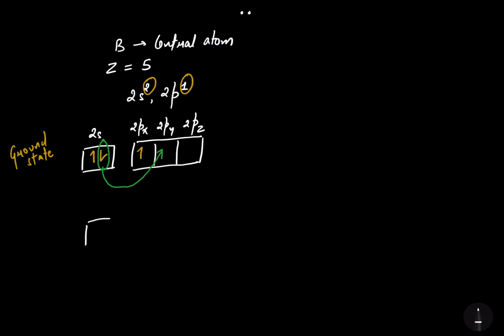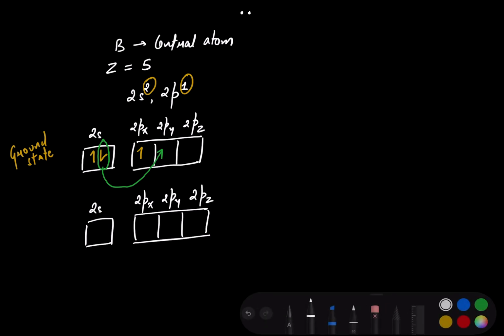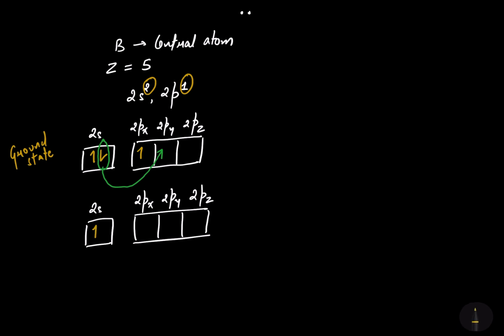Let me make it for you. That's the 2s and that's the 2p: 2px, 2py, 2pz. So here is the first electron, the second electron and the third electron now in 2py, and that's our excited state. Now we have 3 electrons in boron in 3 different atomic orbitals. So now boron will be eligible to overlap with the 3 atomic orbitals of 3 chlorines to form the 3 sigma bonds.